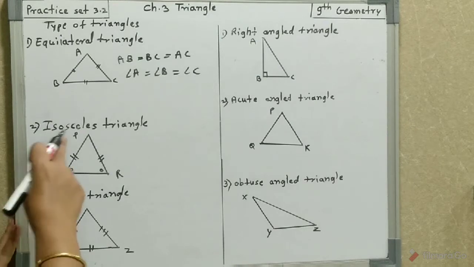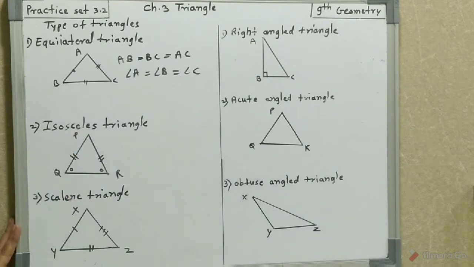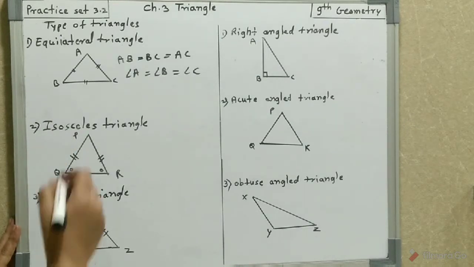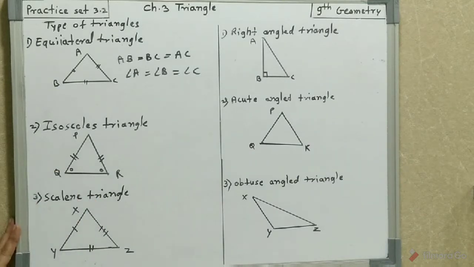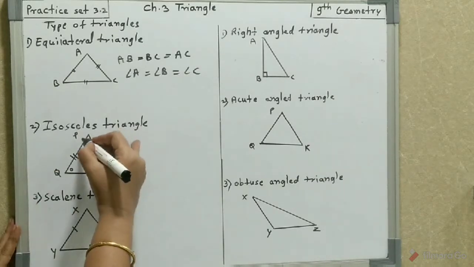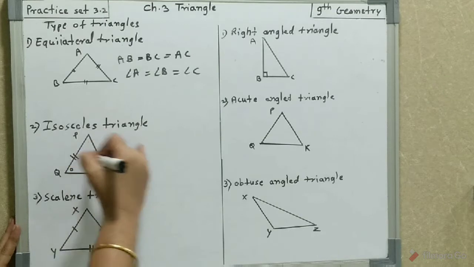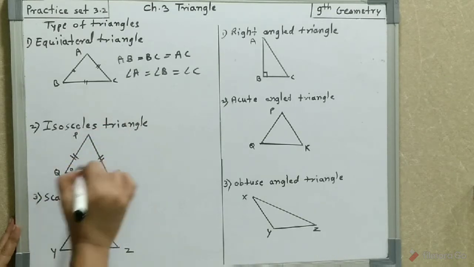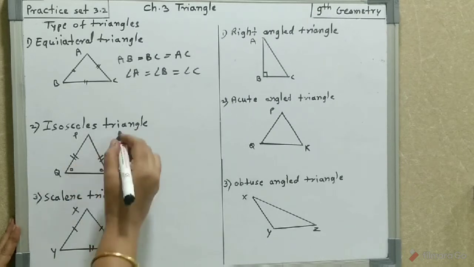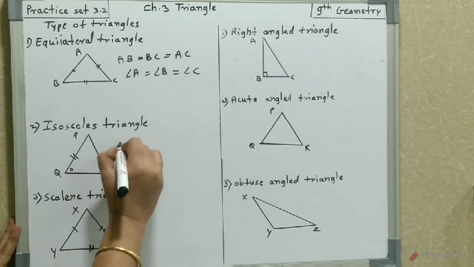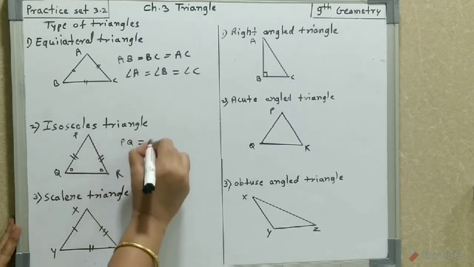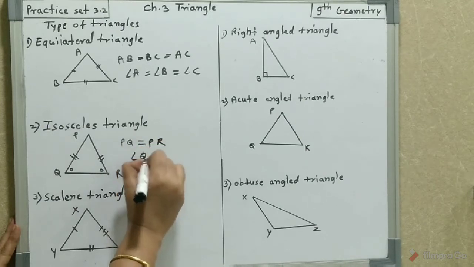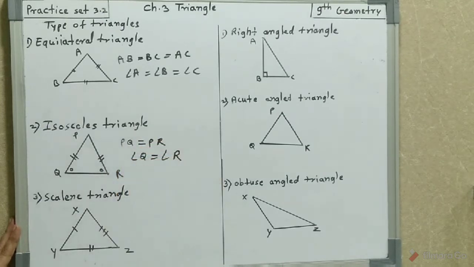Now see the second one, that is the isosceles triangle. In this triangle, two sides are equal and the corresponding angles are equal. So opposite side PQ is angle R, and opposite side PR is angle Q. So Q equals R. So what is the property of this triangle? That is, side PQ is equal to PR and angle Q equals angle R. So this is the second triangle.